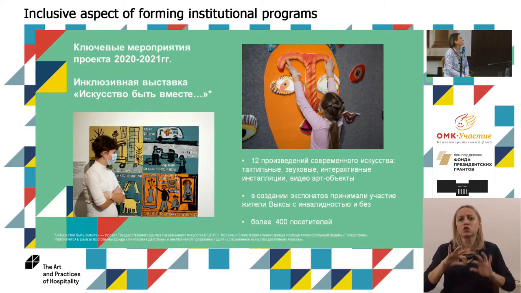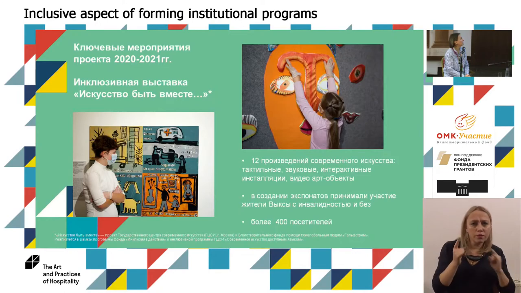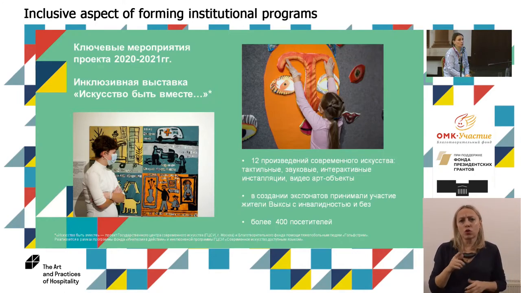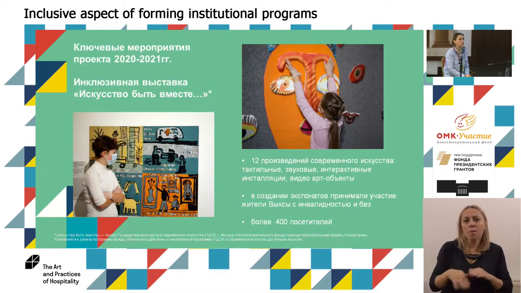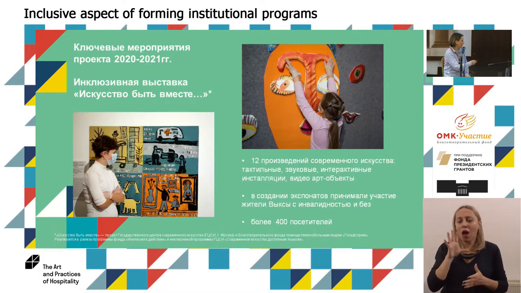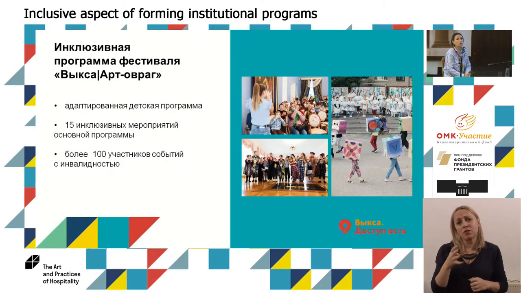It shows 12 art objects: kinesthetic, sound, interactive installations, and video art objects. Those works of art were made by the people of Vyksa, people with disabilities and without. The exhibition was visited by 400 people, not much.